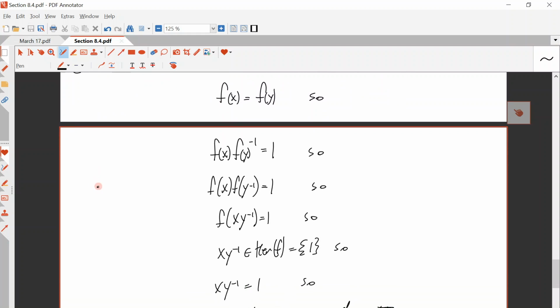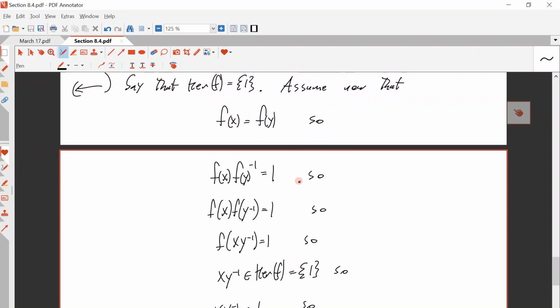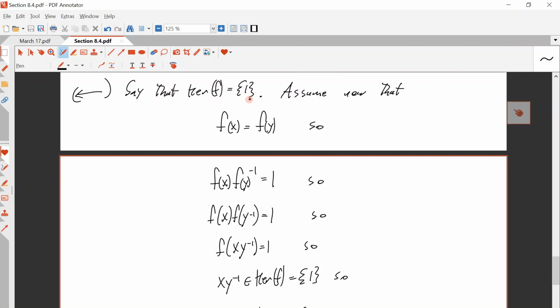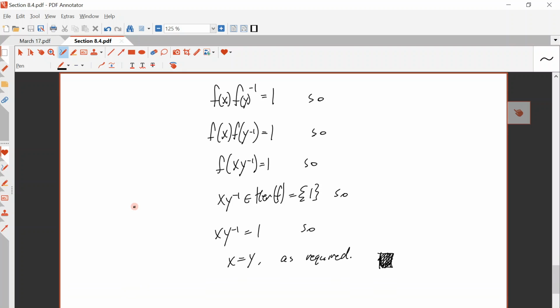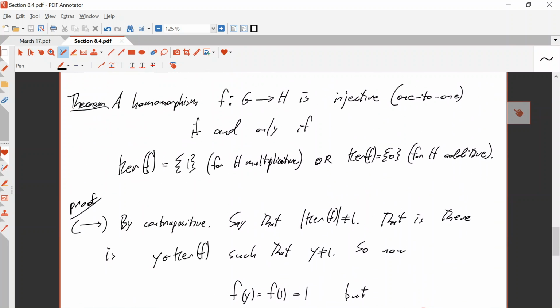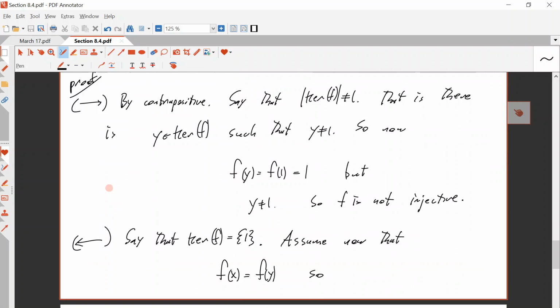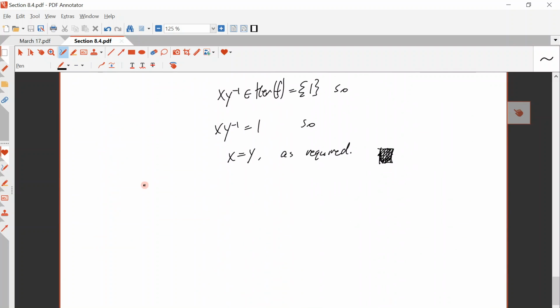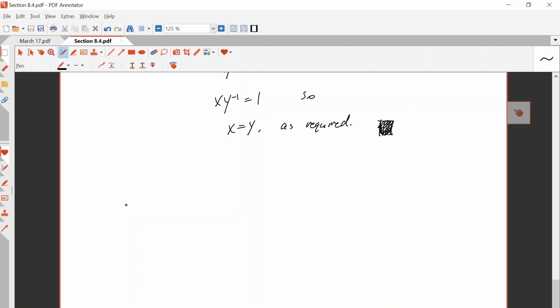Right? We assumed f of x was equal to f of y. So f x, f y inverse is 1. So f of x y inverse is 1, which means x y inverse is in the kernel, which is just 1, because that was our assumption. Right? So x is y. A homomorphism is injective if and only if the kernel is just one element. And we have that example of the log function and the other functions upstairs.